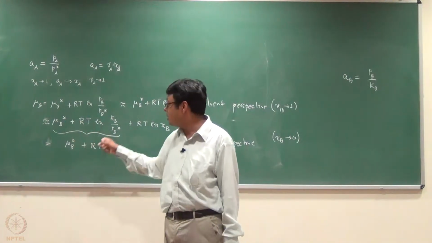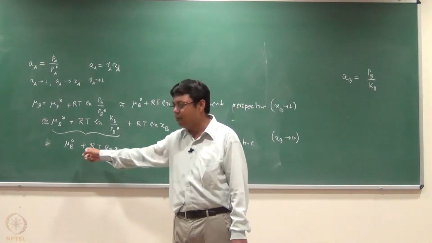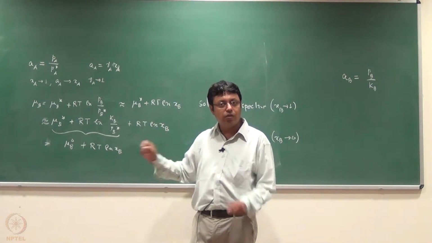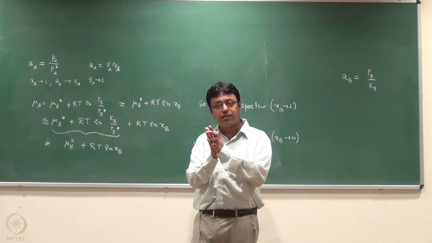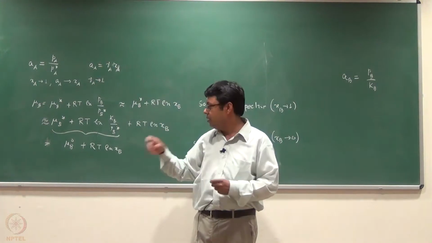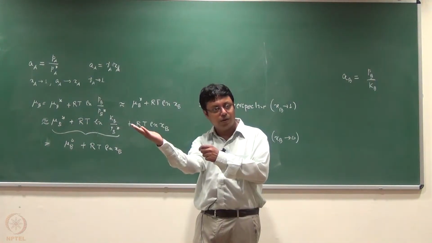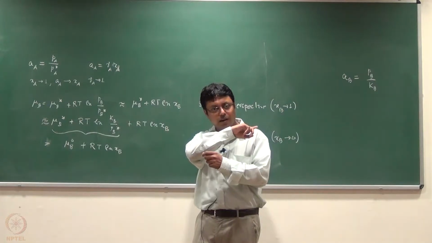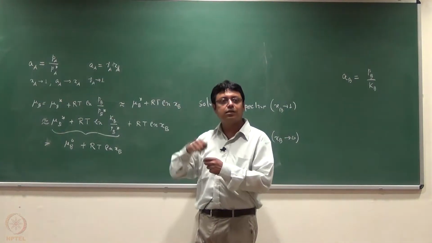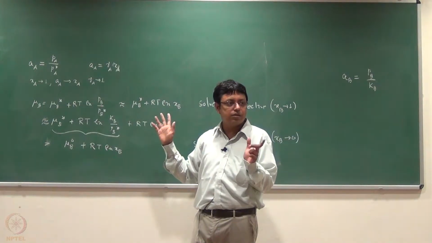Why approximate? Because I have written here Henry's law. Even if I plot it versus XB, I know that's a straight line, but that straight line matches the other straight line when XB tends to 0. And this straight line is for Raoult's law, which is the lower straight line, the way I draw it, and that is valid when XB tends to 1. Actually, everything is like a real solution.